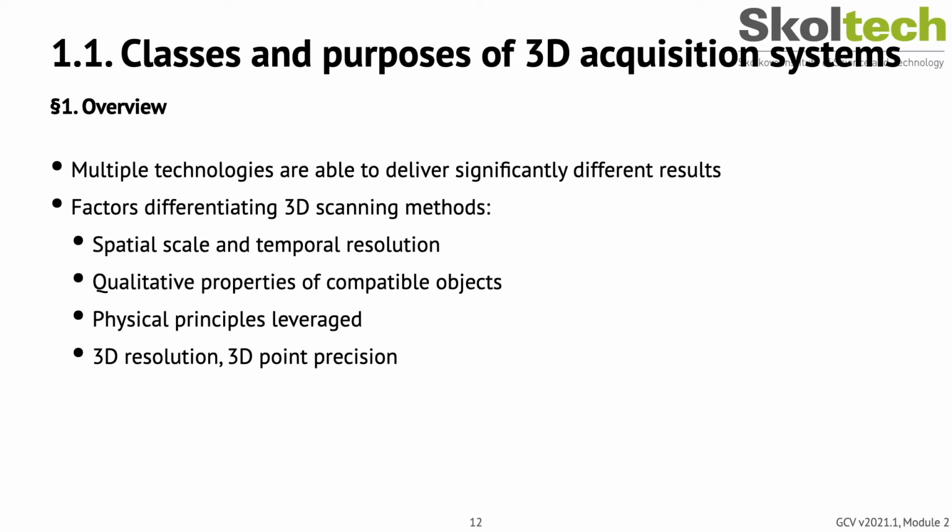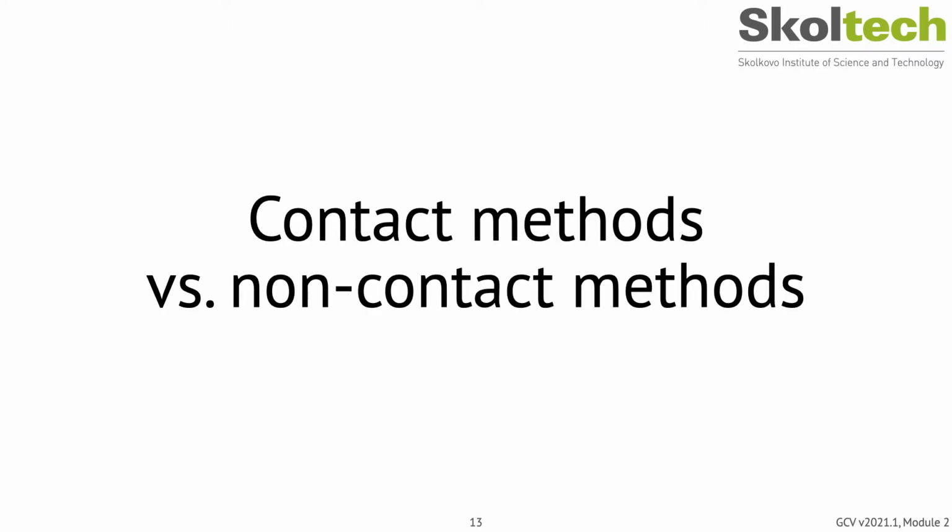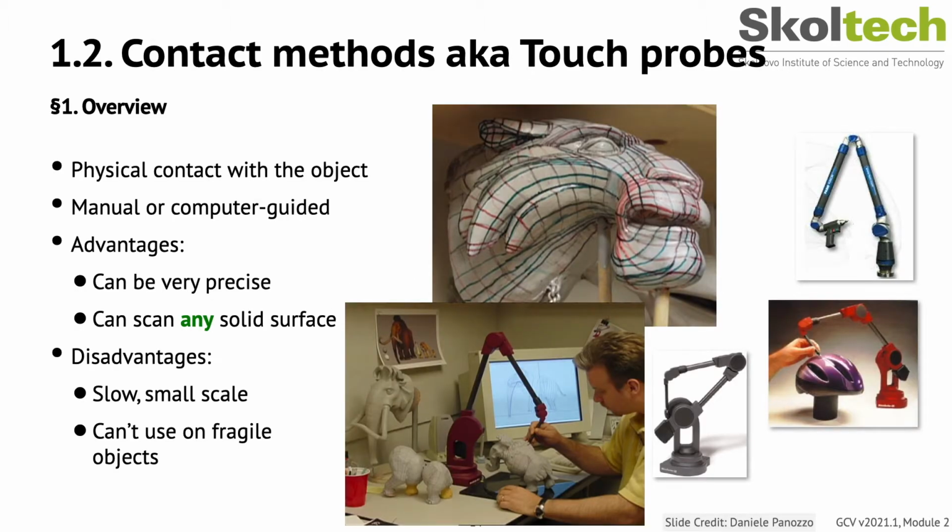Let us clarify the difference between contact methods versus non-contact methods. Contact methods, such as touch probes, record measurements by performing a physical contact with the subject. They are commonly manual or computer-guided.